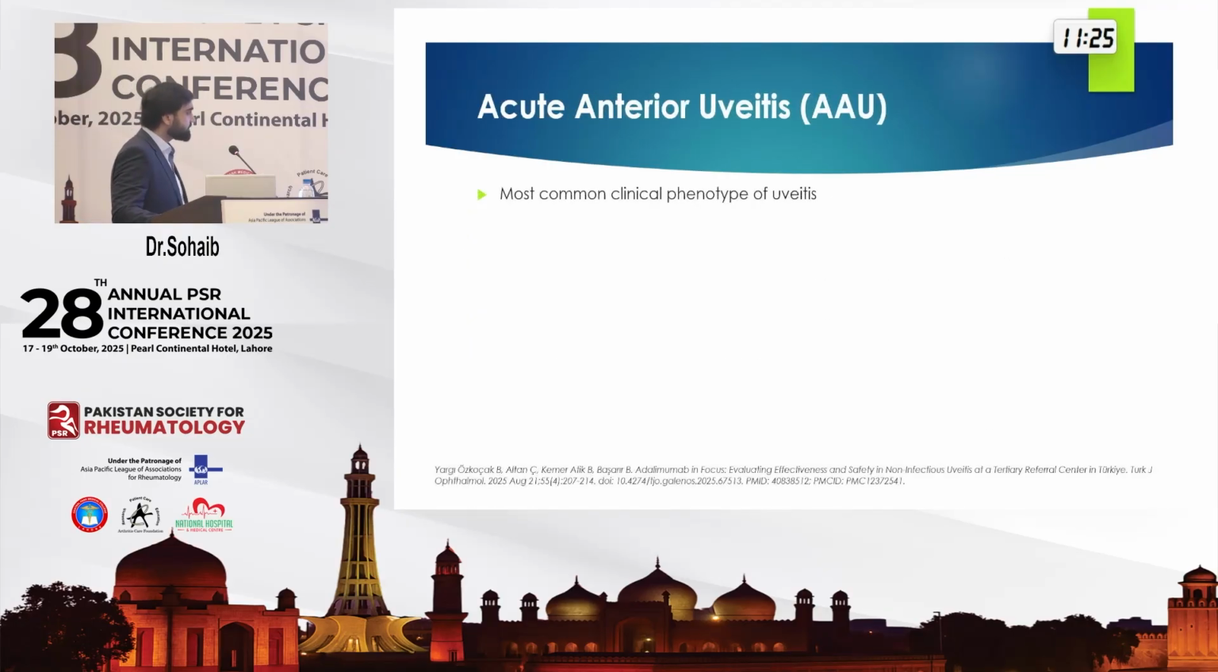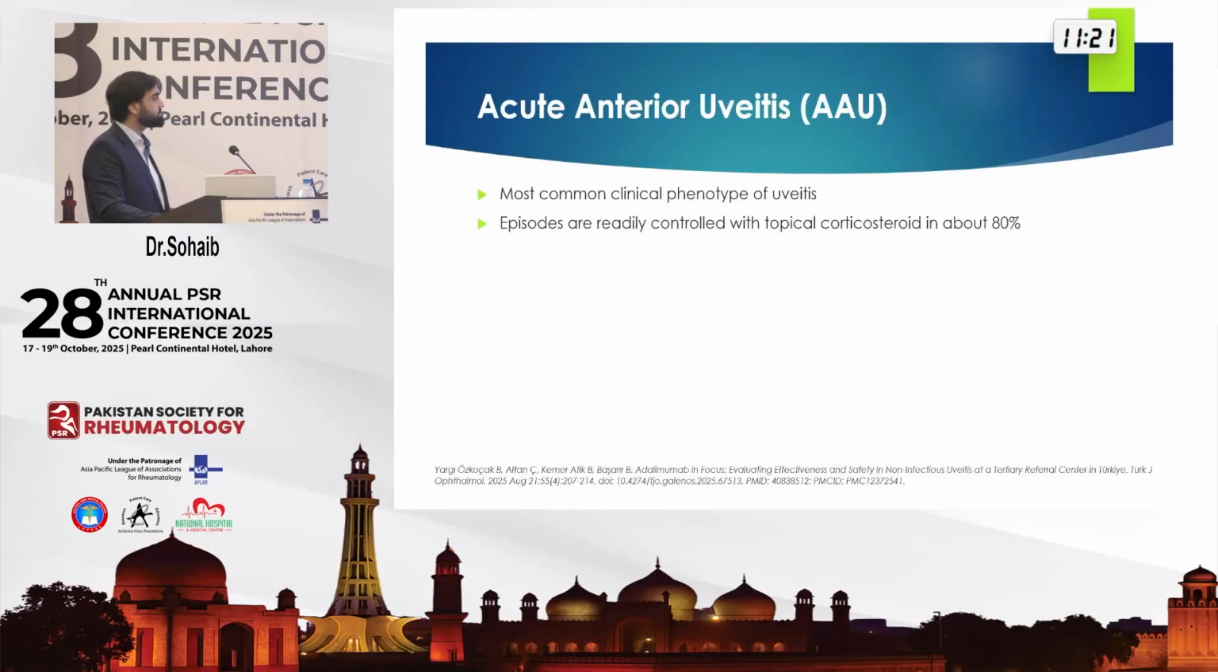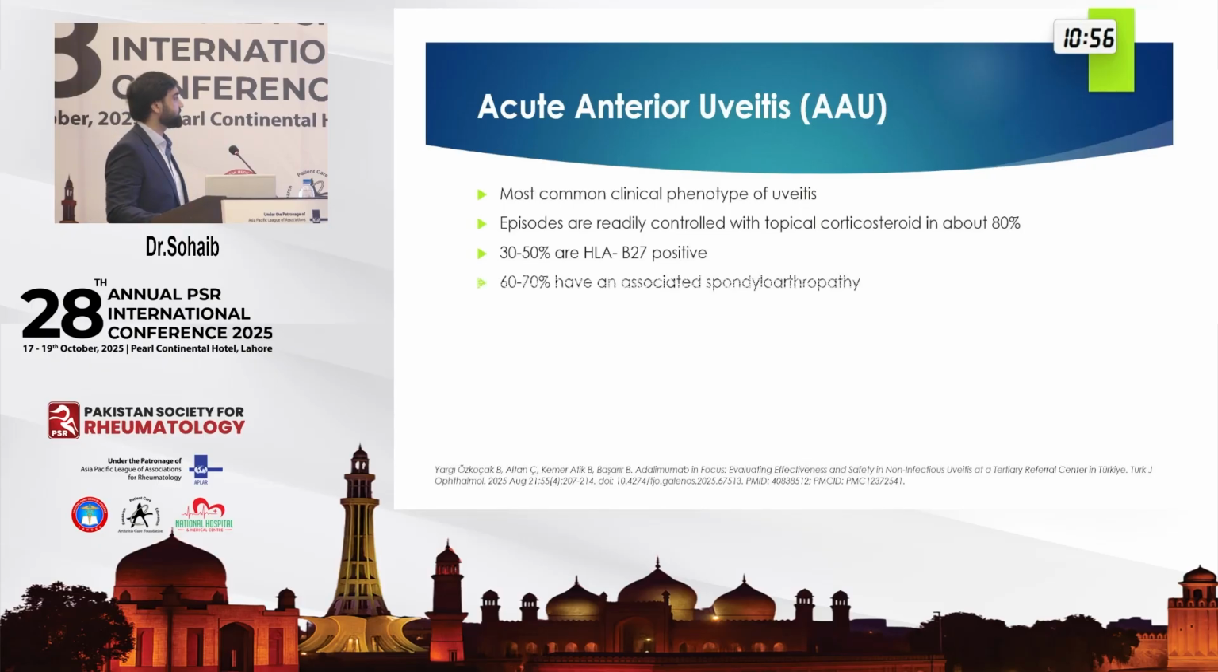So acute anterior uveitis is the most common clinical phenotype of uveitis that we see. The episodes are readily controlled by topical steroids in many cases. So most of them are 30 to 50% positive, especially if we see a non-granulomatous anterior uveitis, which is not bilateral. It's unilateral, but it's alternating. It's never simultaneously bilateral. So if we get a B27 for those patients, it's going to be 80% positive.